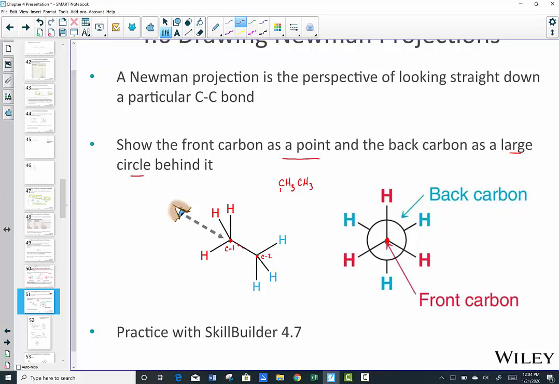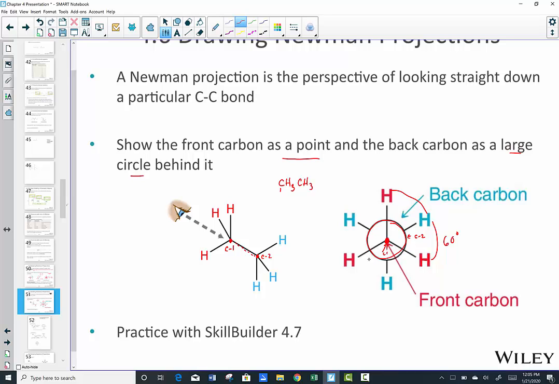Looking straight down that plane, carbon 2 is hidden behind carbon 1. You don't see it because it's hidden directly behind, so we have to draw it as an open circle so you can literally see it behind. This represents carbon 2, and this point is carbon 1. We can see these 60-degree bond angles between the front and the back hydrogens. The hydrogens on the front carbon are highlighted in red, and the hydrogens highlighted in blue are on the back carbon, carbon 2.